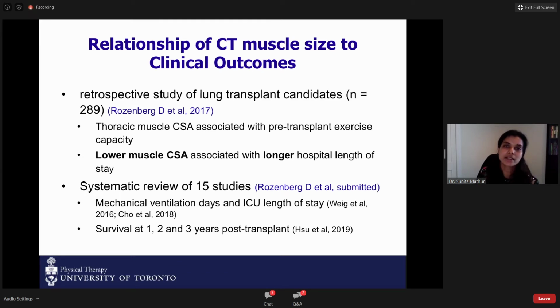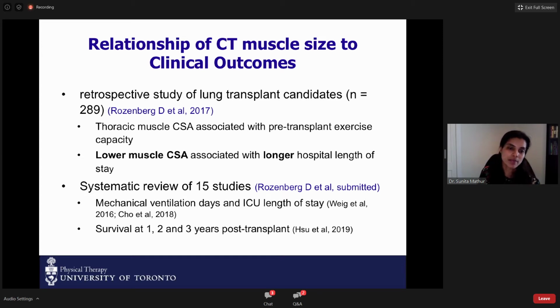Now, this technique that we've used has also been used by other researchers around the world. And we recently are working on a systematic review and have found 15 other studies that have used CTs of the chest in people with lung disease to look at clinical outcomes. And these were all done in people undergoing lung transplant. And we found that other researchers have also related this measure to clinical outcomes.